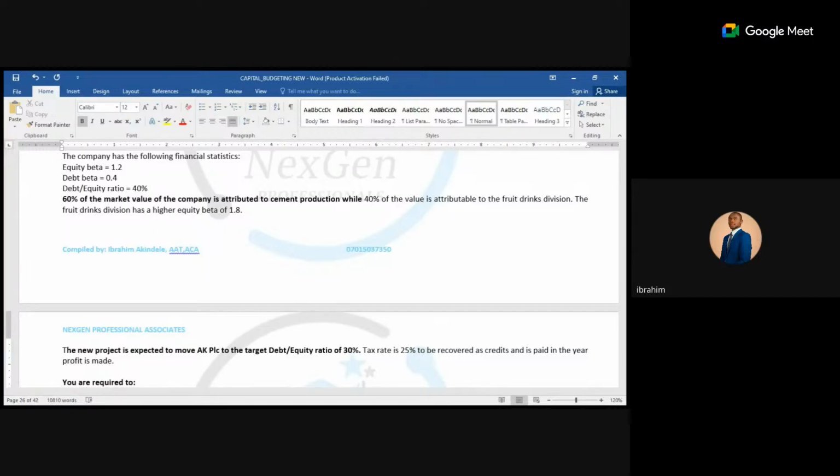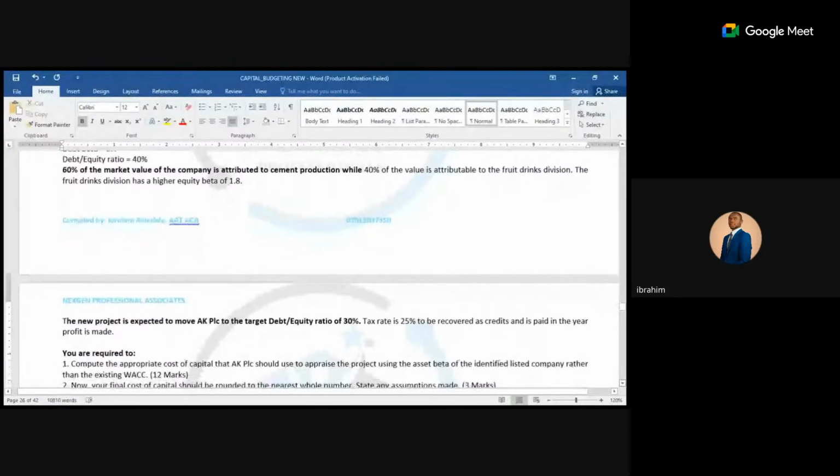Tax rate is 25% to be recovered as credit and is being paid in the year profit is being made. Meaning that the tax is not being paid in what? Is not being paid in arrears. Class, meaning that the tax is not what? Is not being paid in arrears.